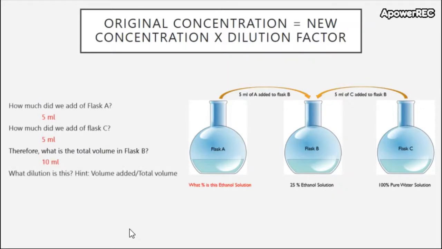All right, so what dilution is this? Remember with the espresso, it was a 1:3 dilution, 1 part to 3 parts total. And remember in our dilution of our culture, it was 1:10, 1 part culture to 9 parts broth, which is a 1:10. So volume added over the total volume, which is 5 mils of our ethanol over 10 mils of the total volume, which is 5 mils of flask A and 5 mils of flask C. So 5 mils out of 10 mils, or we can simplify this and write 1/2.